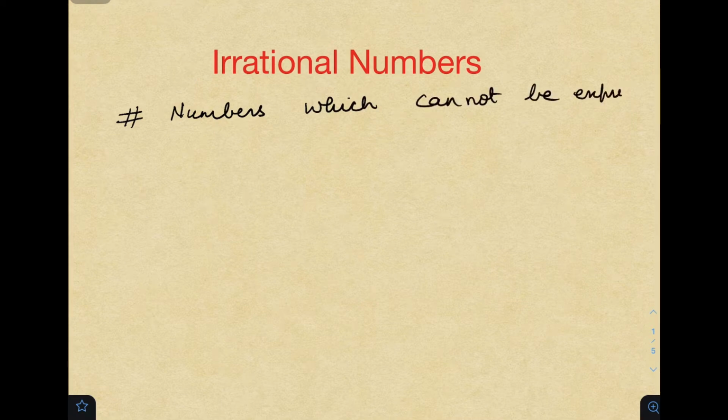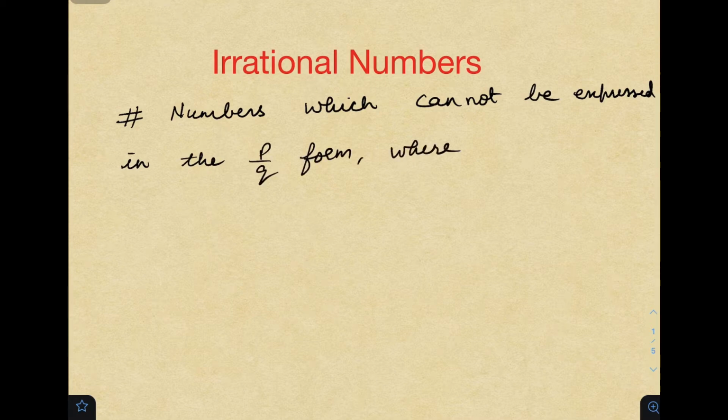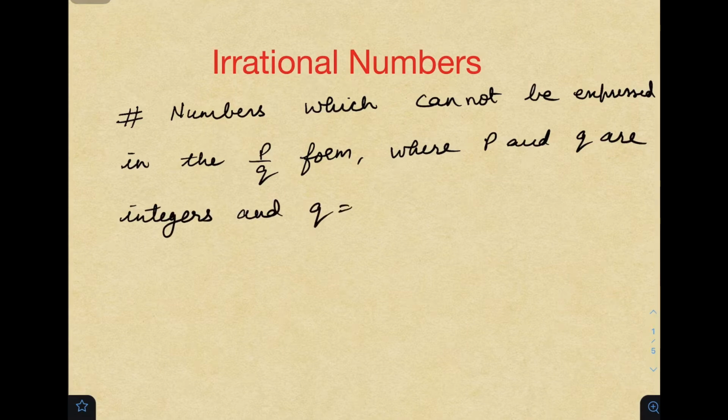The numbers which cannot be expressed in the form p by q, where p and q are integers and q is not equal to 0, are known as irrational numbers. You have learned that rational numbers can always be expressed in the form of p by q. So this is the difference between rational numbers and irrational numbers.